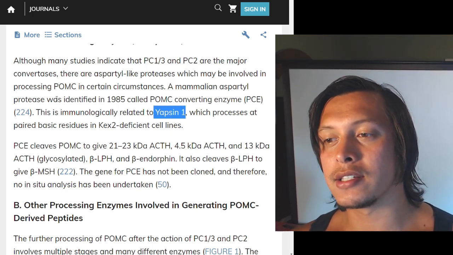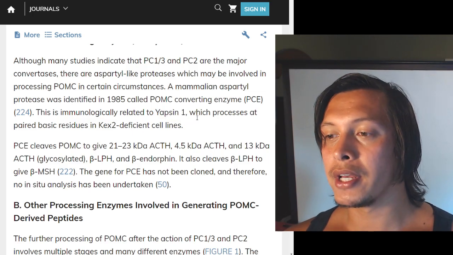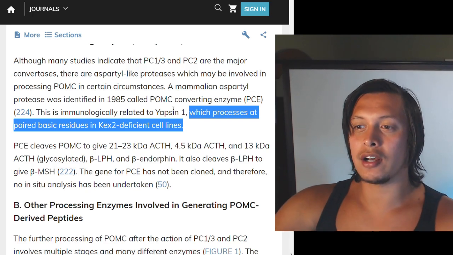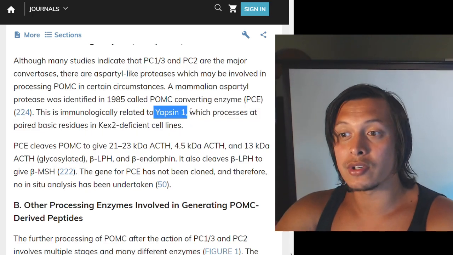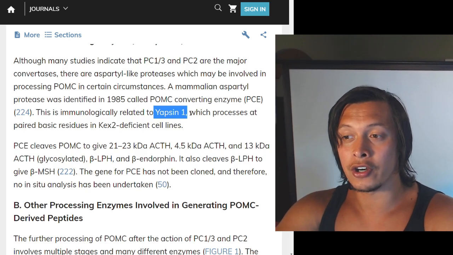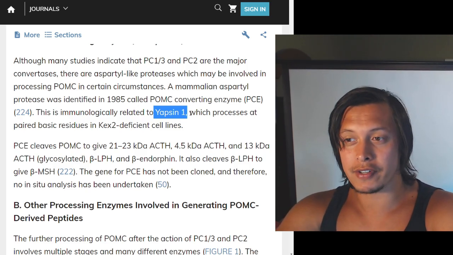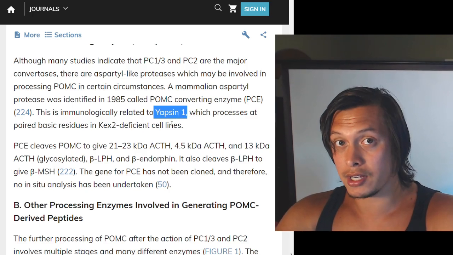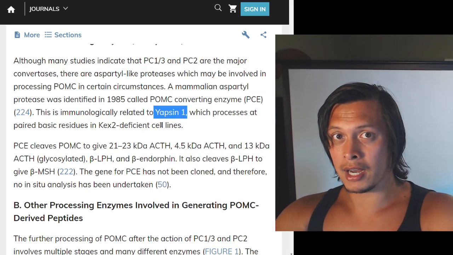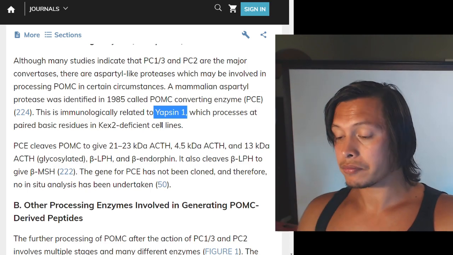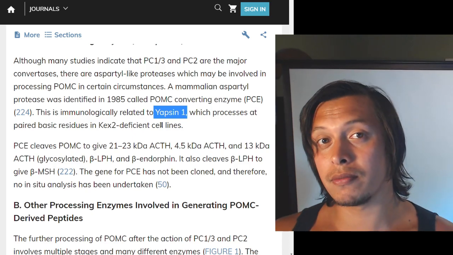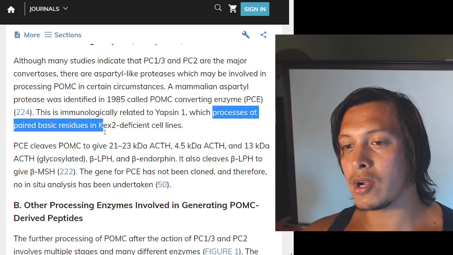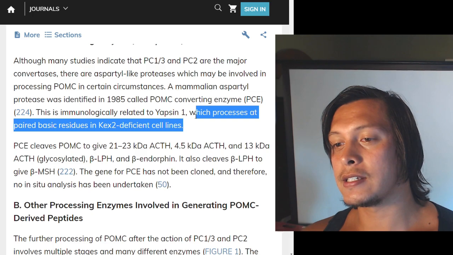So this mammalian enzyme looks very similar to yapsin-1. Anyways, this processes at paired basic residues in the KEX2 deficient cell lines. Like yapsin-1, as we saw earlier, it will go after dibasic cleavage sites. And remember, a lot of these cleavage sites are in POMC. That is specifically the type of cleavage sites that it prefers to use, these dibasic ones.